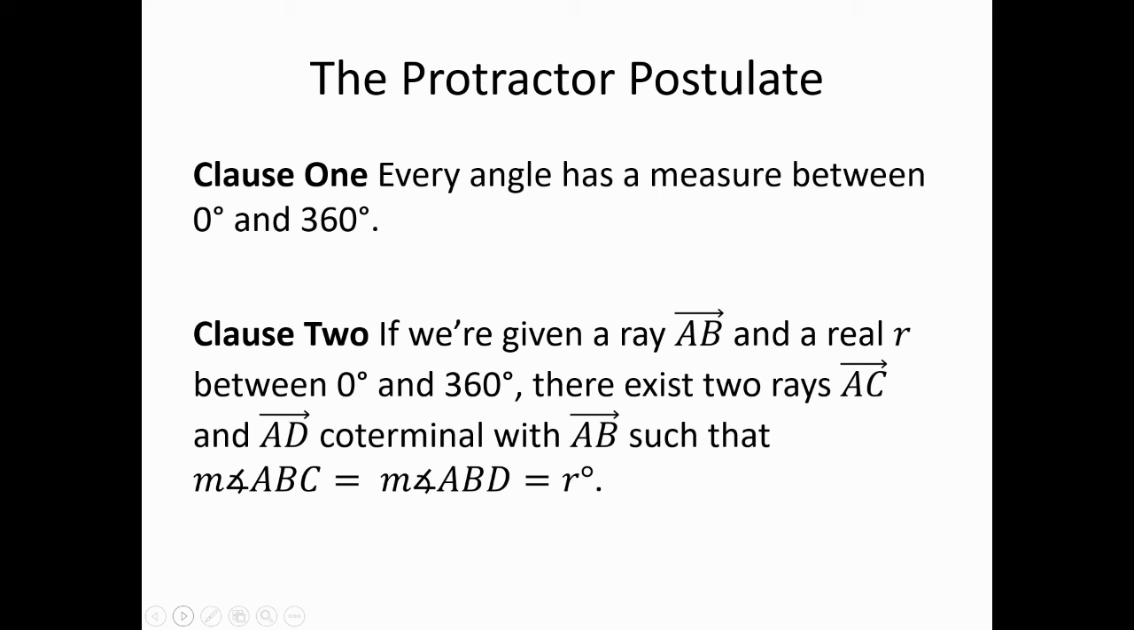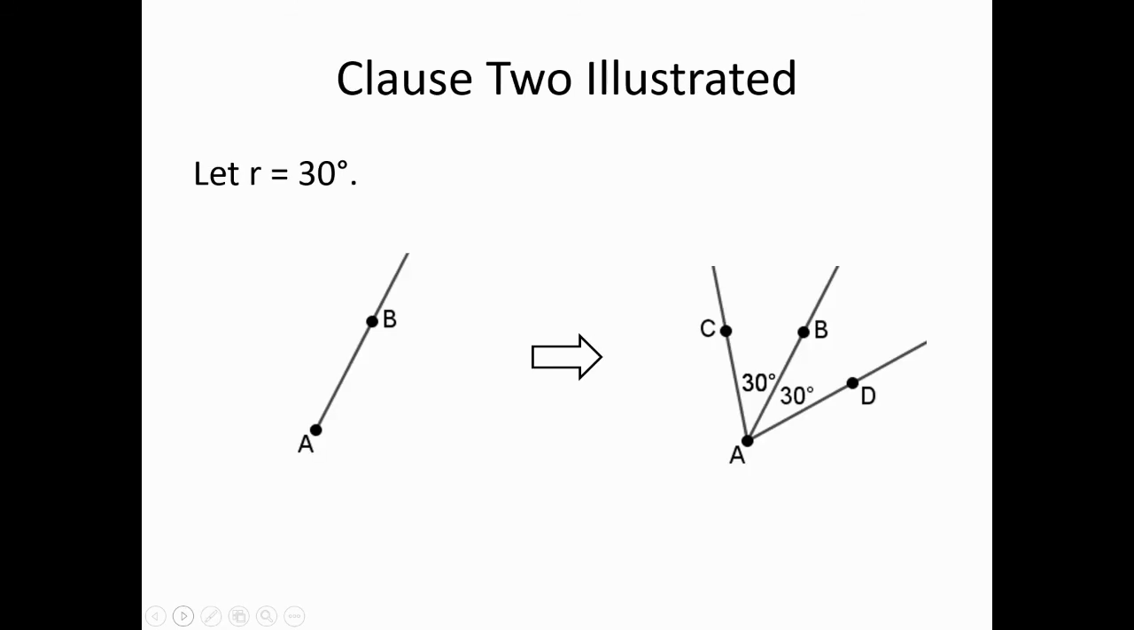Then here's what we can do. We can create two rays with that same endpoint A, call them AC and AD, such that the angles formed when we add in those rays, that is CAB and DAB, both have that measure of r. So let me show you a picture to illustrate clause 2. So let us say, just for sake of example, that the angle measure that we want is 30 degrees, so r is equal to 30 degrees.